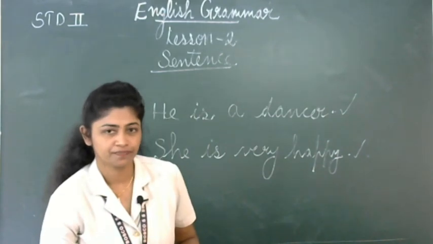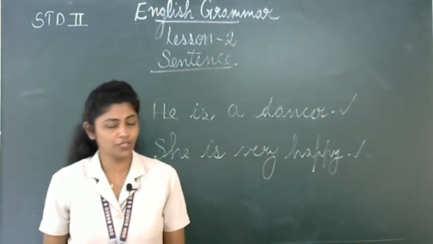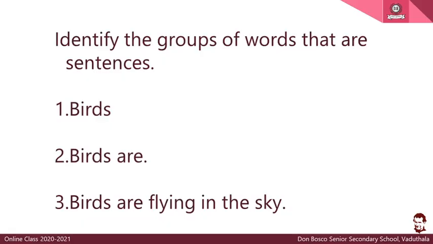Okay. Now please take a look at the slide and identify the group of words that are sentences. The first one I'll read for you. The first one, birds. Is that a sentence? No, that's just a word. We cannot call it a sentence. Now the second one, birds are. Nothing is mentioned there. Simply birds are. That's also incomplete. It did not make any sense. Though there are capital letters and full stop, we cannot call it a sentence.